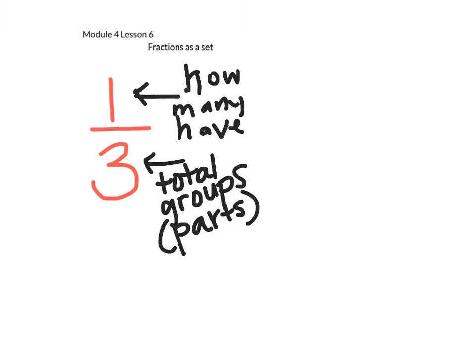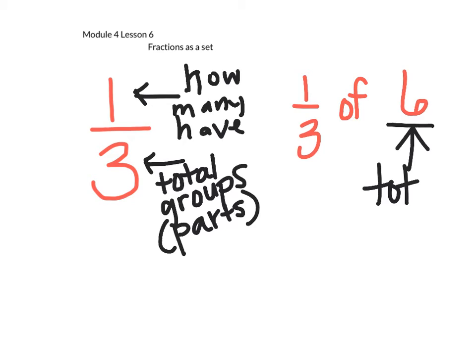Let's look at this idea of fractions of a set though. So for example, if we have 1/3 of 6. Our total is 6. So this is how much we have all together. So we have 6 cupcakes or 6 cakes. And we are looking for 1 piece when we split it into 3 groups.